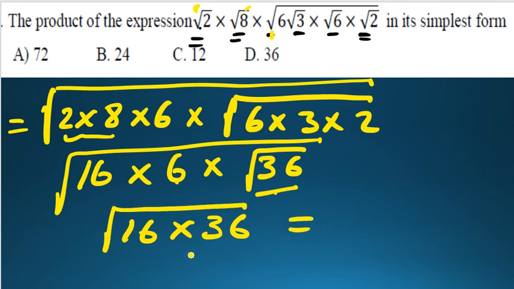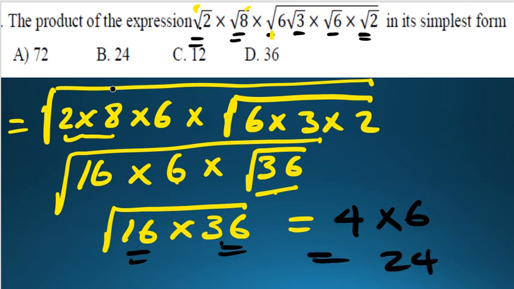Then when we extract, we can extract separately, because with multiplication we can decompose or break down. When the perfect square comes out, the square root of 16 is 4 and the square root of 36 is 6. 4 times 6 will be 24. So the answer will be B.